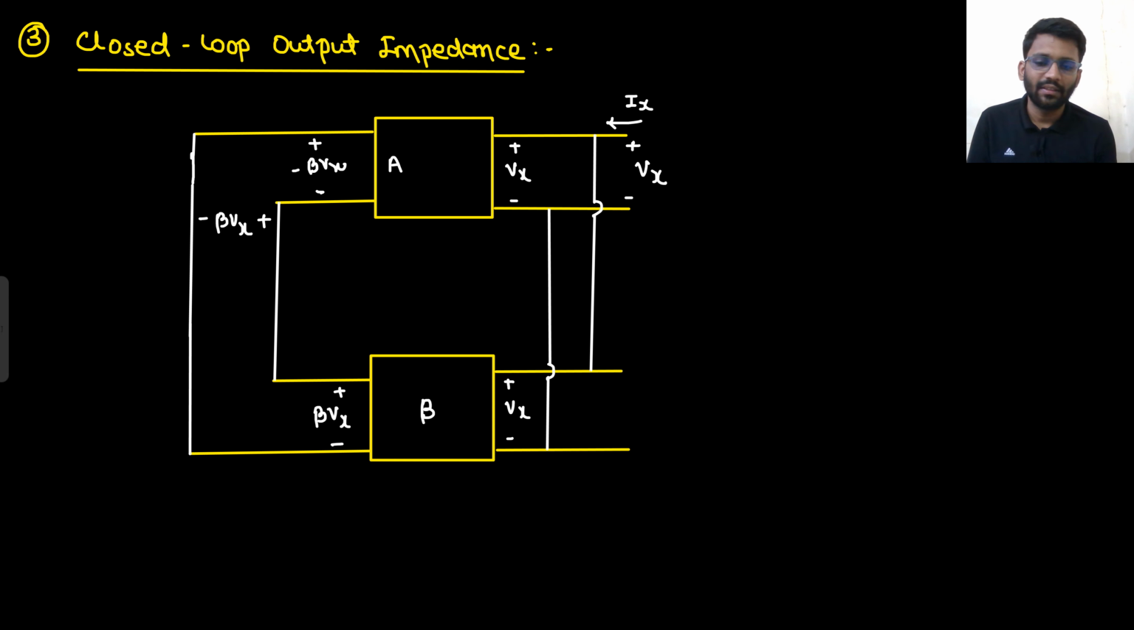Or how you can see? This positive node is completely going here, and this negative node is completely going here. That means it is beta Vx in the opposite direction. Or I can write plus minus minus beta Vx, and I will remove those. Did you understand this or not?